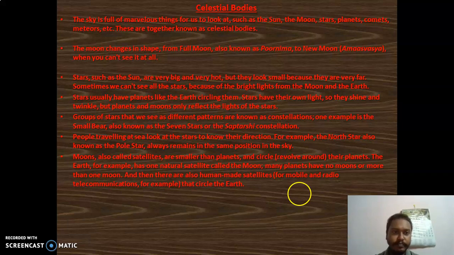Stars such as the sun are very big and very hot, but they look small because they are very far. Sometimes we can't see the stars because of the bright lights from the moon and the earth. Stars usually have planets like Earth circling them. Stars have their own light, so they shine and twinkle, but planets and moons only reflect the light of the stars. Groups of stars that we see as different patterns are known as constellations. One example is the small bear, known as the seven stars of the Saptarshi constellation. People traveling at sea look at the stars to know the direction. Moons are also satellites, smaller than the man-made satellites that we use.